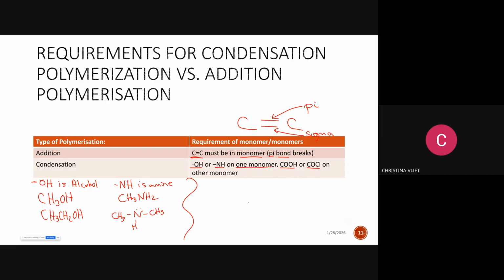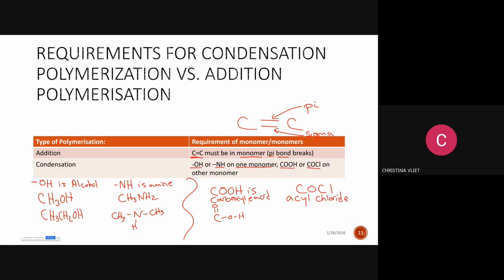So COOH is carboxylic acid, and it's like this, right? You've got that going on. And what about COCl? That's something different. The Cl is taking the place of the OH. So it actually looks like this. It is called an acyl chloride.